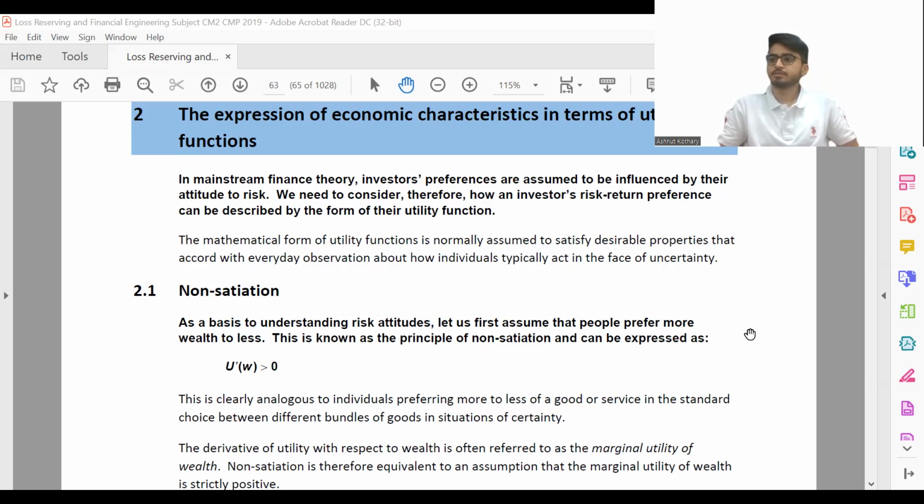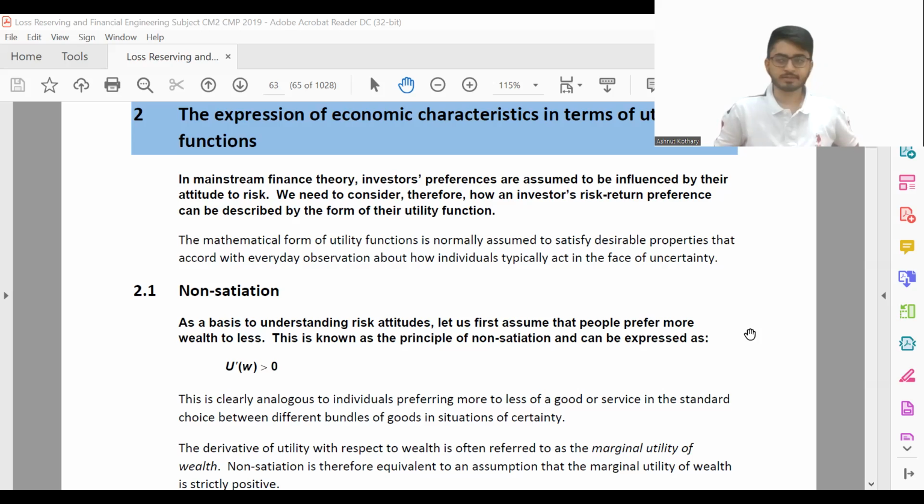Mathematically, it can be expressed as u dash w is strictly greater than 0. See, mathematically, I will make sense out of it. What happens when the first derivative of a function is always positive? What does this imply? The original function is an increasing function. Here w is my variable, so u(w) is an increasing function of w. That is, as the value of w increases, u(w) will keep on increasing, which is what we simply expressed in words.